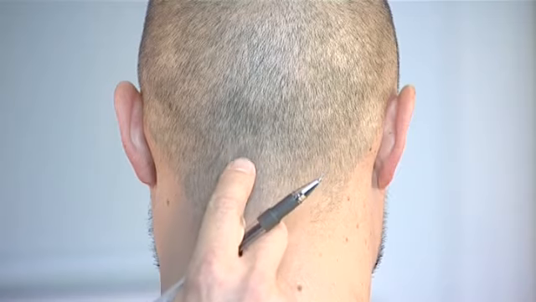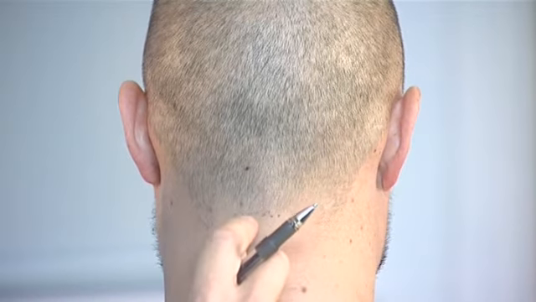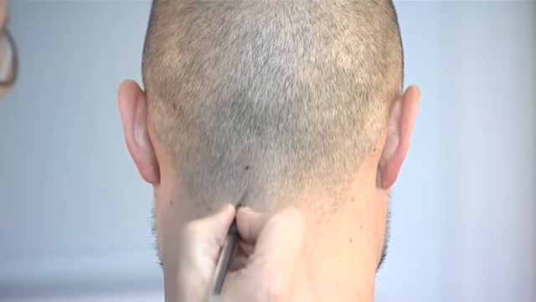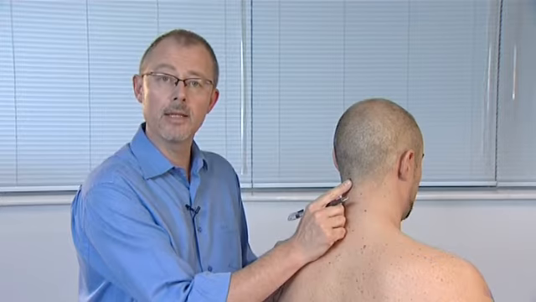Do15 is located half a cun inferior to Do16. It's on the posterior midline, about halfway between Do16 and the posterior hairline. Be sure to mark this point directly on the posterior midline.